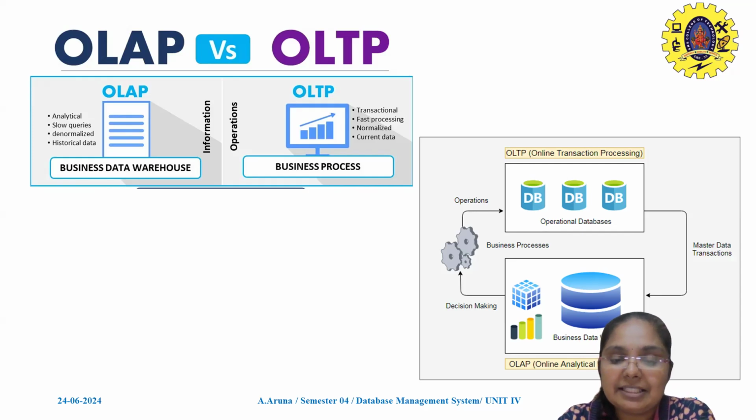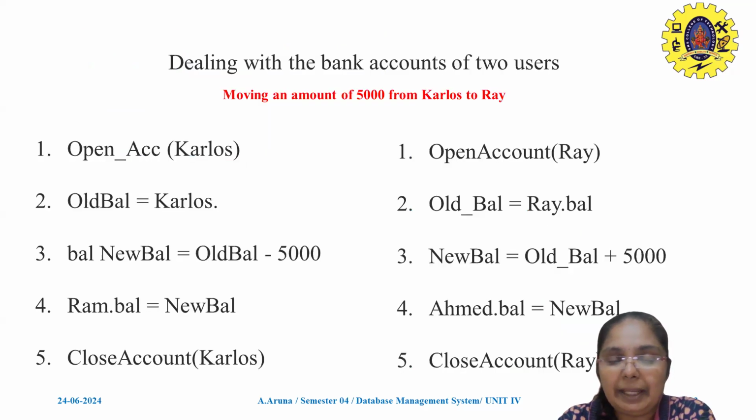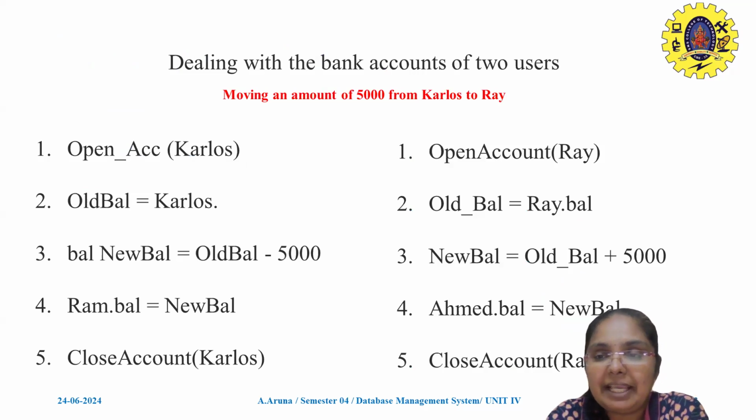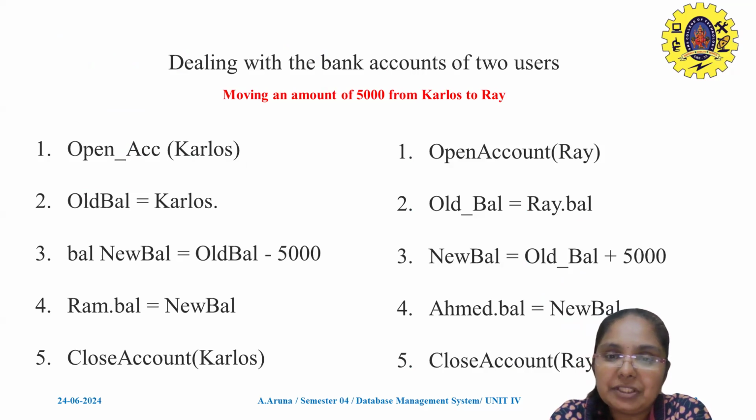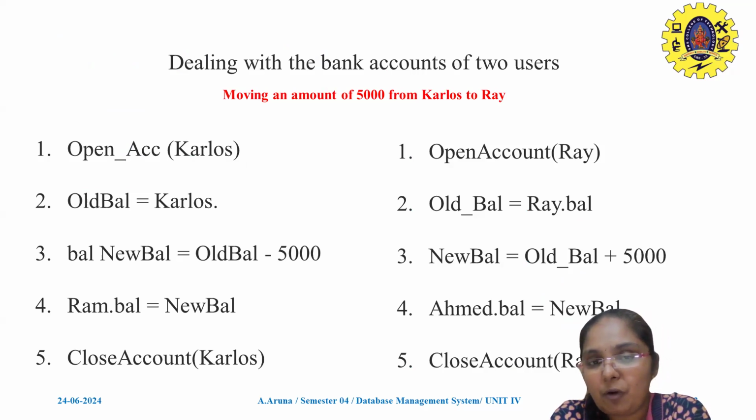So this can be called OLAP and OLTP. For example, a simple example for a transaction: if I want to transfer a bank amount from one user to another user. I have two users, one is Carol, another one is Roy. Carol is going to send 5,000 to Roy.